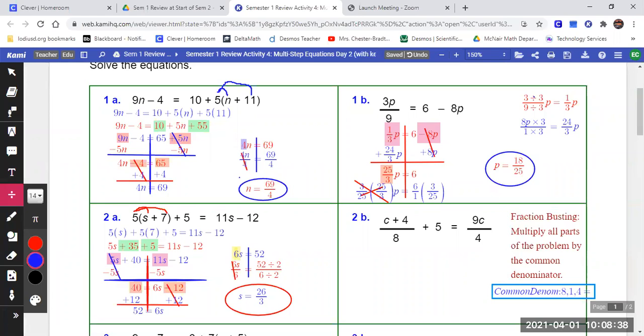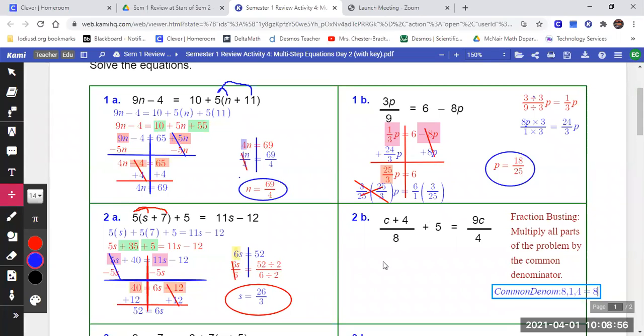So look at the biggest number. Can the other two divide into it evenly? Then the biggest number is the common denominator, 8.